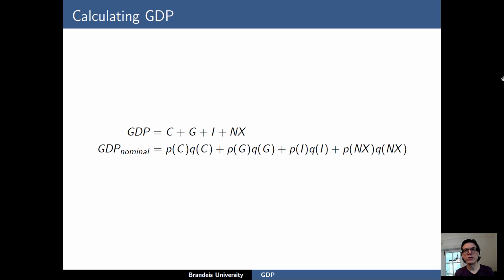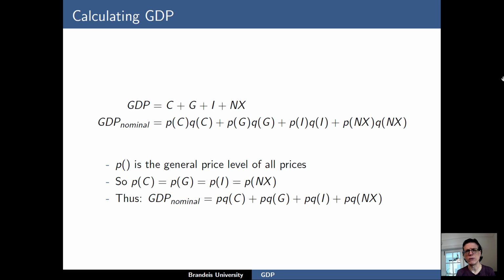So in a previous video, you learned this formula for calculating GDP, the expenditure formula, that the gross domestic product equals consumption plus government spending plus investment plus net exports. And I want to just expand that by showing you that this also includes the prices of each. So the price level of consumption times the quantity of consumption, and the price level of government spending times the quantity of government spending, and the price level of investment times the quantity of investment, and the price level of net exports times the quantity of net exports.